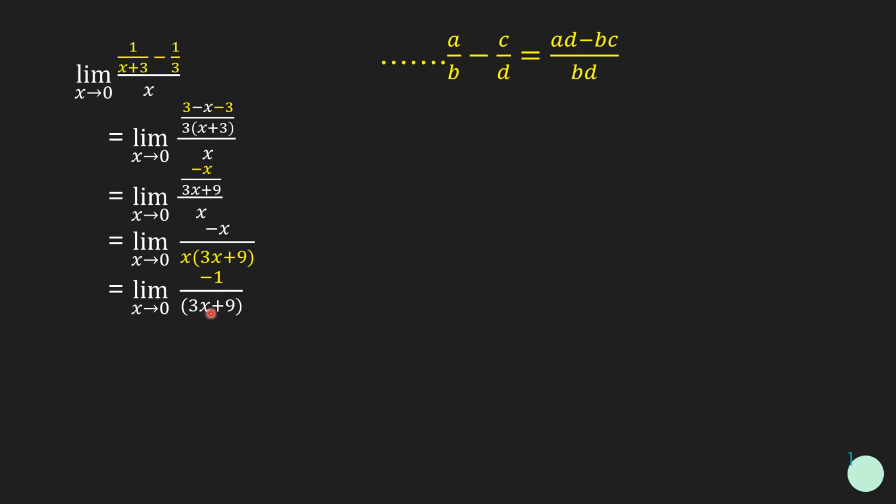Now this limit we can calculate by substitution method by putting x equals 0 in place of x. So the limit becomes minus 1 divided by 3 into 0 plus 9, which will be minus 1 upon 0 plus 9, which will be minus 1 upon 9.